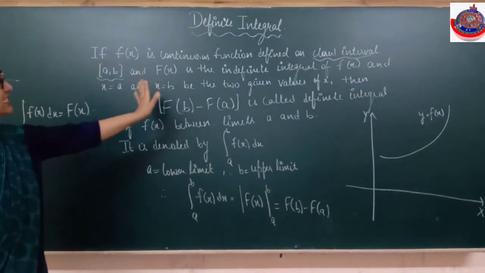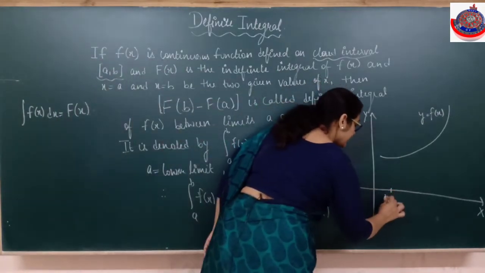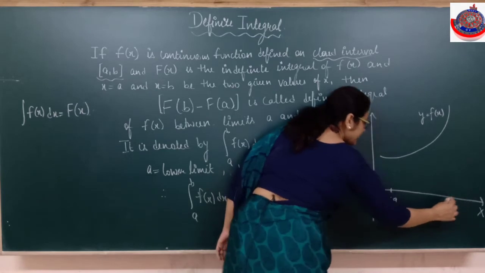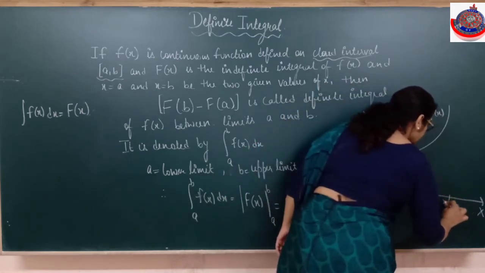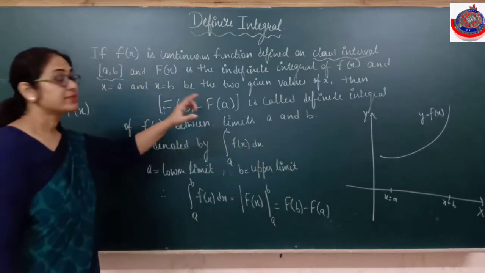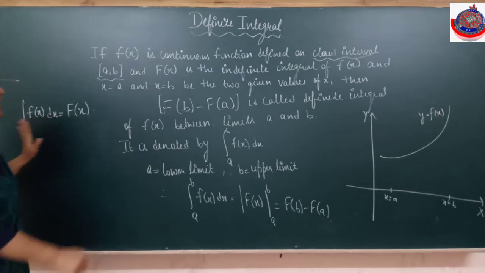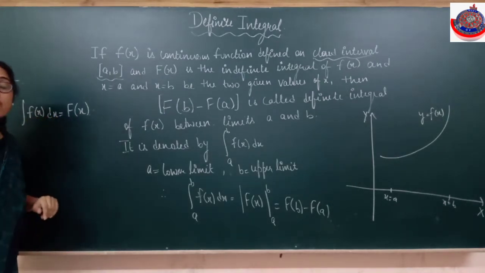Now what are a and b? A and b are some values. Suppose this is x equals a and this is x equals b. These are the two values of x given to us. Then, what is definite integration? Integration, you got F(b) minus F(a).